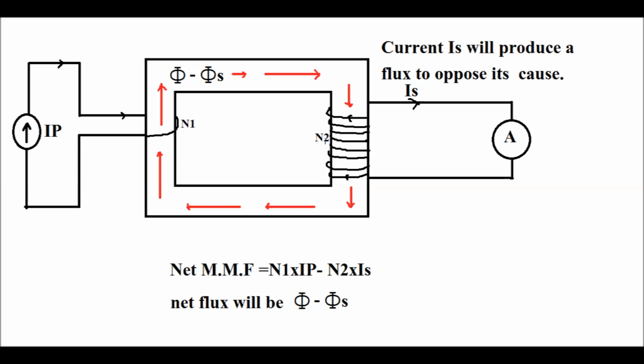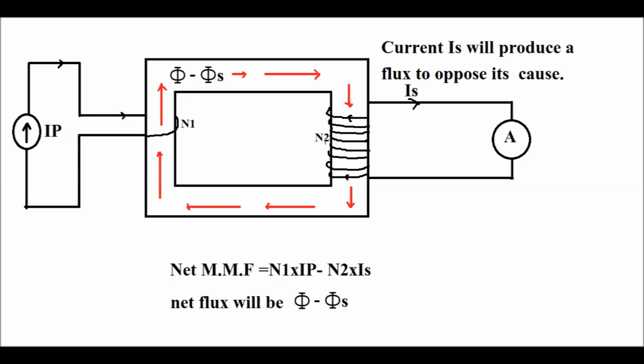This secondary winding will have an induced EMF depending upon the turns, that is E is equal to N into d phi by dt. Now the number of turns is N2, so the induced EMF will be equal to N2 into d phi by dt. Now if the current transformer is connected to a load, that is an ammeter or relay, this induced EMF will drive a current equal to IS.